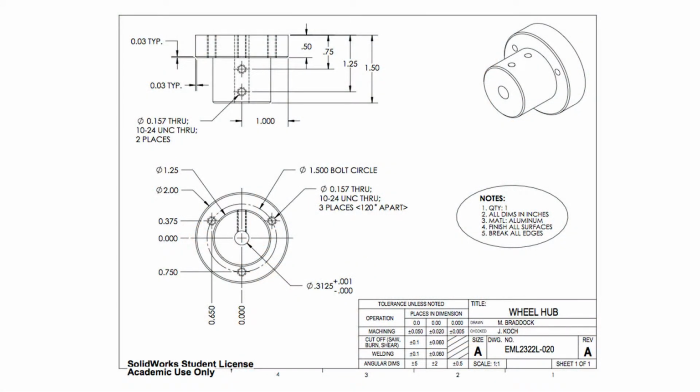If you look at this feature over here, it has a diameter of .3125. In a fractional size, that is 5/16. But if you notice over here, there's a very tight tolerance. Plus 1 thou or minus 0. This very tight tolerance indicates the use of a reamer.